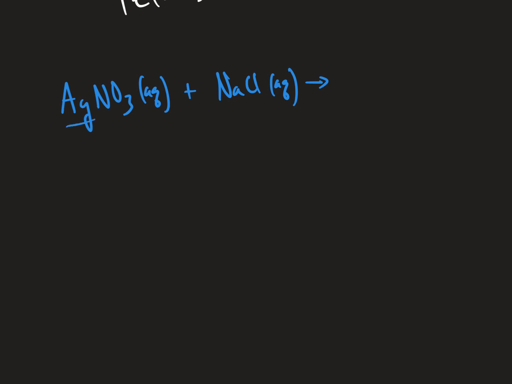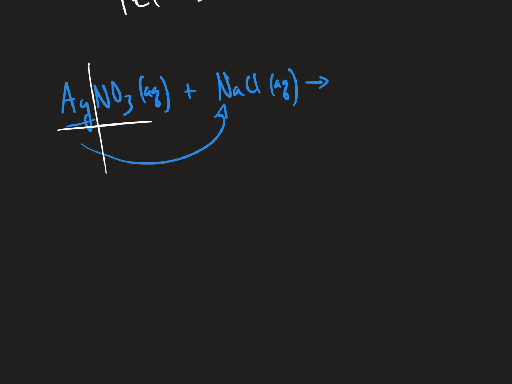Silver is going to hook up with who? It's going to come over here, knock sodium off, and hook up with chlorine. And we have to be able to write the correct formula. So we have to know the charge of silver. That's a transition metal. Do you remember how to figure that out?